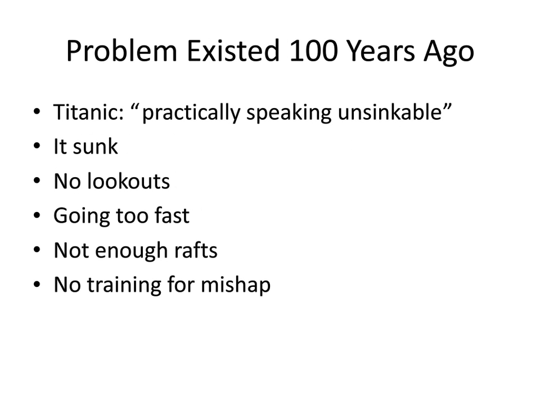Now, this problem already existed 100 years ago. If we think about the Titanic, practically speaking, unsinkable. This is how the English designers described it. In other words, in practice, it will never sink. That's how it's supposed to be interpreted. But of course, it did sink. Now, they were so optimistic and so perhaps arrogant about their boat that they had no lookouts. The boat was going too fast. There were not enough rafts for the number of people there were. And there was basically no training for mishaps because there were going to be no mishaps.